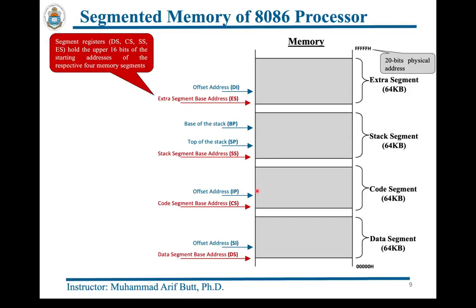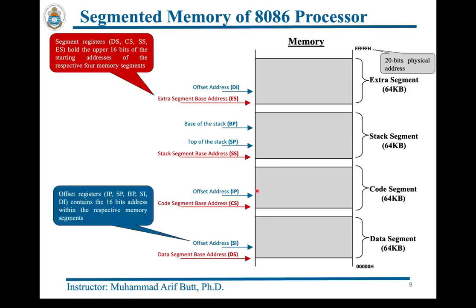Now, my dear students, another $100 question is, how is a 20-bit address computed from these 16-bit registers? Or let me rephrase my question. How to compute the 20-bit physical address from these two 16-bit addresses, one in, let's suppose, the code segment register, and the other, let's suppose, in the corresponding offset register, that is IP.